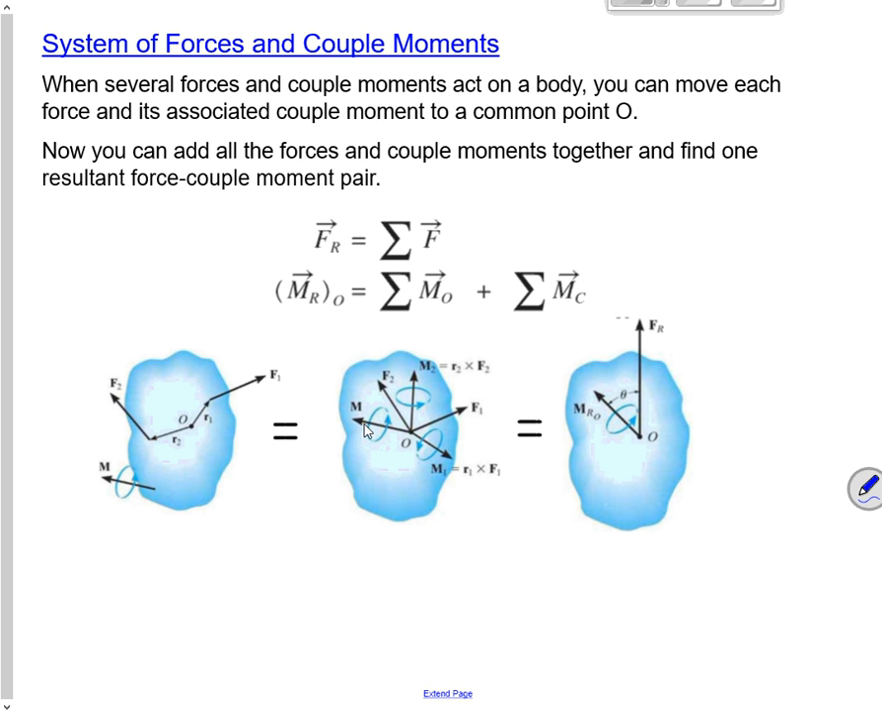But now I've got three moments: an applied couple moment in the left-hand picture, plus those two calculated moments. I add up all the forces as vectors. I add up all the moments as vectors. And in the right-hand picture, what I get is what I call the force resultant and the moment resultant.